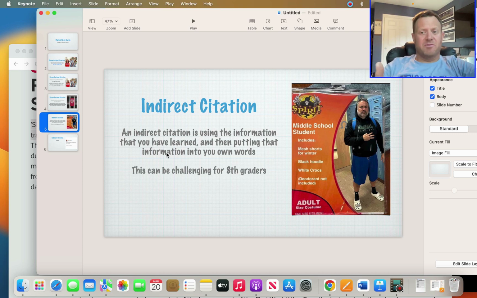Again, we talked about this on the first day of school. This is one of the hardest things for eighth graders to do. Ten to fifteen of you will find this easy. The rest of you are really going to be challenged by it, and that's okay. Being challenged is kind of important.